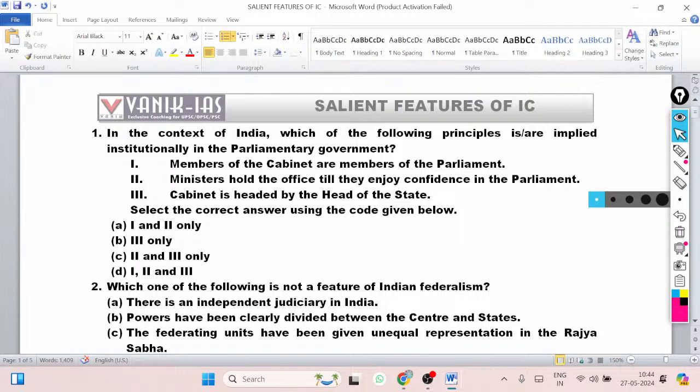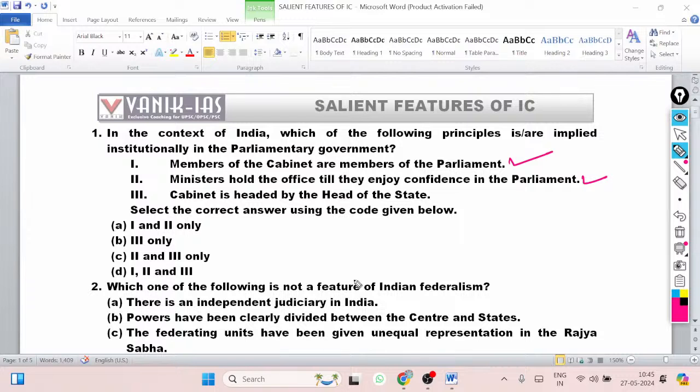That is correct. They must be members, although they can be appointed without being a member, but they have to secure a seat within 6 months from the date of their appointment and become a member of parliament, compulsory. That is an essential provision. Okay, so it is correct. Ministers hold office till they enjoy confidence of the parliament. That is collective responsibility. So under Article 75, Clause 3, you will find collective responsibility of the Council of Ministers headed by the Prime Minister. So that is also correct.